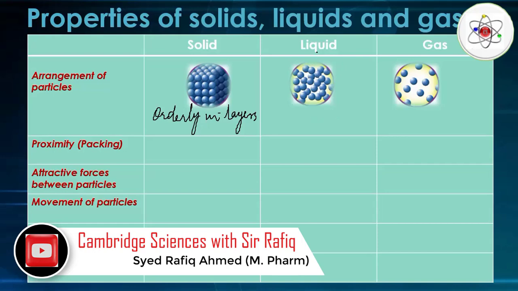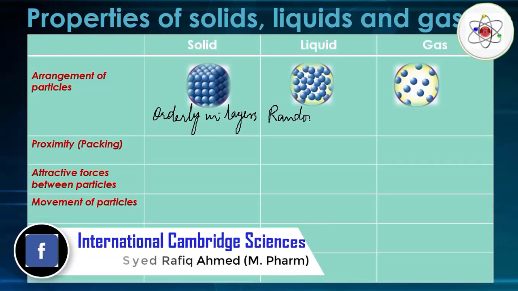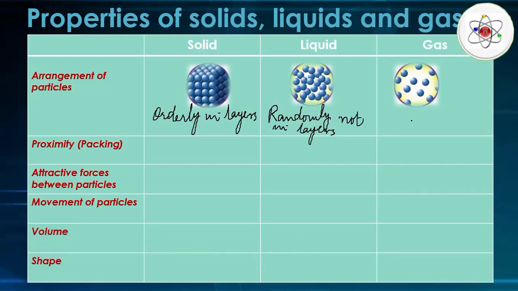Whereas liquids are not in layers, they are randomly arranged, not in layers, right? Randomly, not in layers. Whereas gas particles can be written as randomly, away from each other. They also have a random arrangement, and particles are away from each other, right?